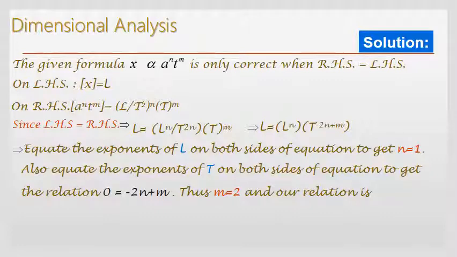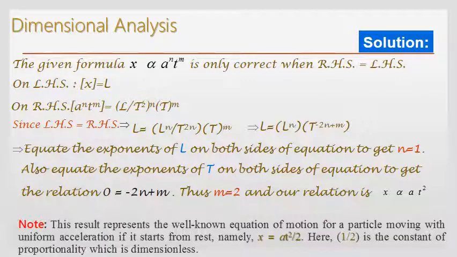Also, equating the exponents of t on both sides of the equation will give us the relation minus 2n plus m equals 0. Knowing that n is equal to 1, this gives us the value of m, which is equal to 2. And our relation now becomes x proportional to a t squared.